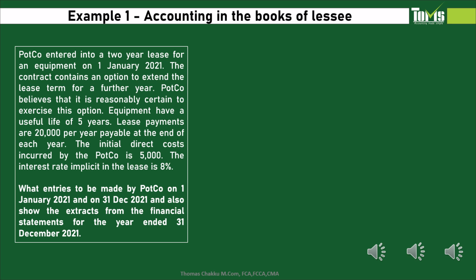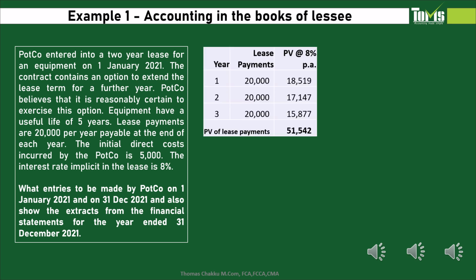Initial lease term is for 2 years. But there is also an option to extend the lease term for a further year, which is reasonably certain to be exercised. So, the lease term for accounting purposes is to be taken as 3 years. Let us first calculate the amount of lease liability. This is the present value of all lease payments discounted at the interest rate implicit in the lease. So, we get $51,542. This is the initial lease liability amount.